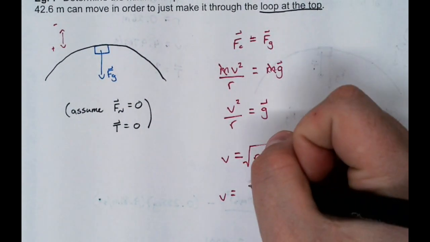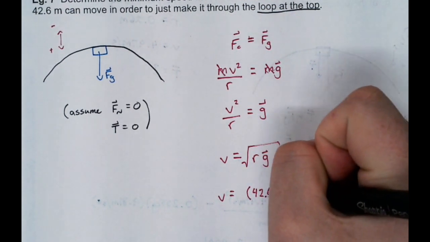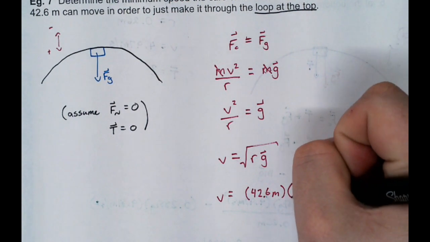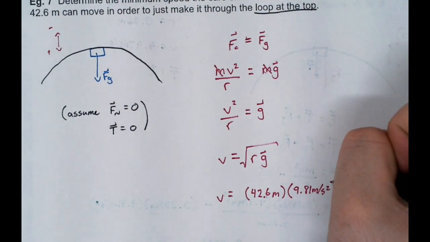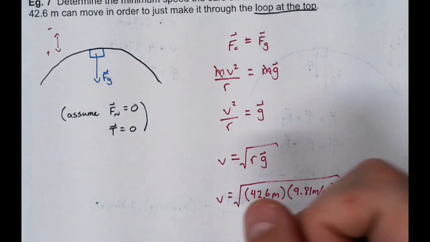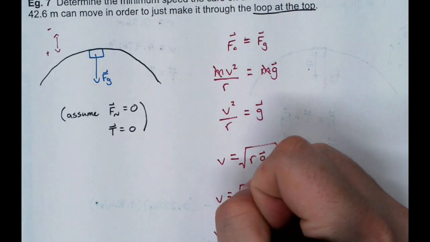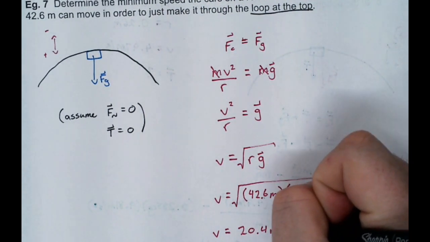Since we have that information, we're going to plug in our radius of 42.6 meters and the acceleration due to gravity, 9.81 meters per second squared. Don't forget to take the square root. When you plug in and solve, your speed is going to be 20.4 meters per second.